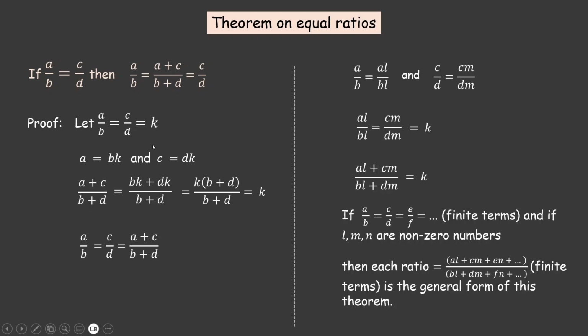Now, here, if you see, we assume the ratio to be equal to some constant called k. This method is actually called the k method, and we are going to use this method to solve a problem. The k method lets us manipulate ratios algebraically without losing the equality. Let us look at one example.